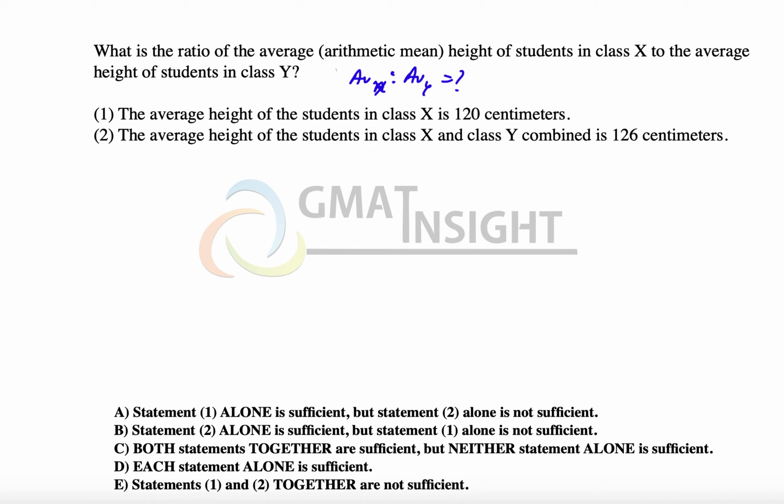The first statement here says that the average height of the students in class X is equal to 120. But we do not know the average height of Y, therefore the first statement alone is not sufficient. We have to go to the second statement to see if it has some useful information.